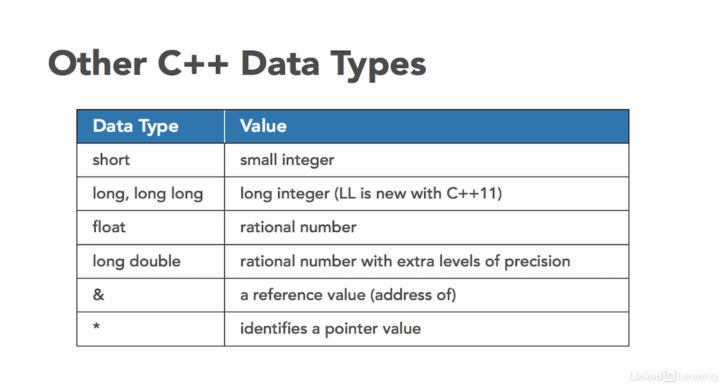We also have this ampersand. Now the ampersand is attached to a data type, such as int ampersand. And when it is, it means that the value is the address of, or a reference value. The asterisk is also attached to a data type, such as short asterisk or double asterisk, and that identifies a pointer value.